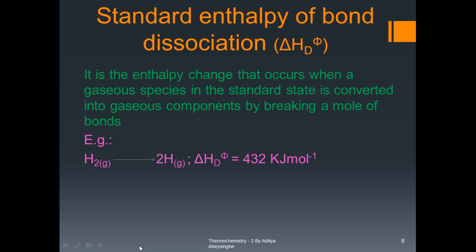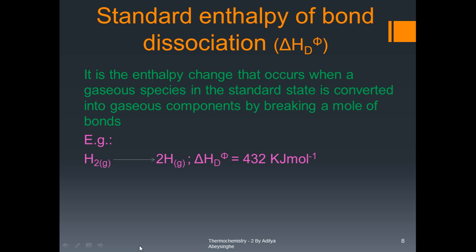Now the third enthalpy change that I'll be discussing in this video is the standard enthalpy of bond dissociation. We denote that by the symbol ΔH°D. What we do here by bond dissociation is that we actually break up bonds. Now, hydrogen in its standard state occurs as a gas, in the form H2 gas. So we break this bond. H2 is a sigma bond or a single bond, and it is broken into two parts, as 2H.